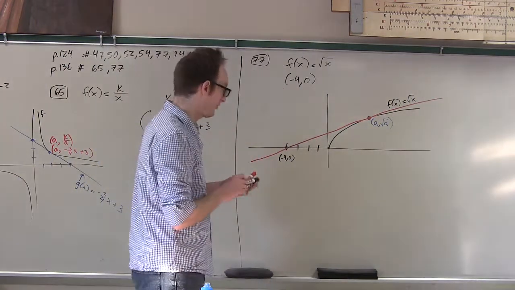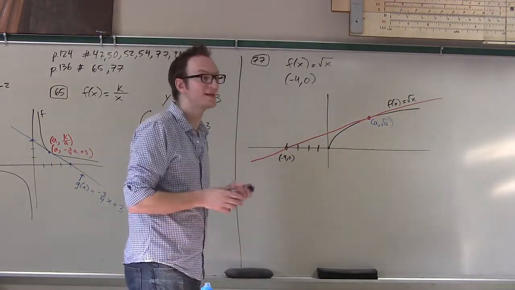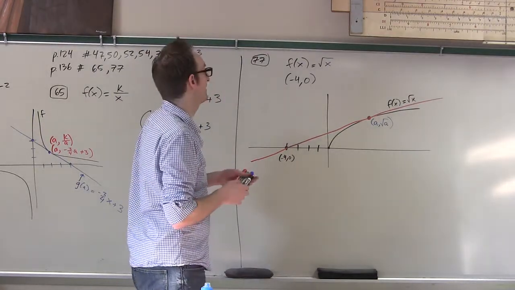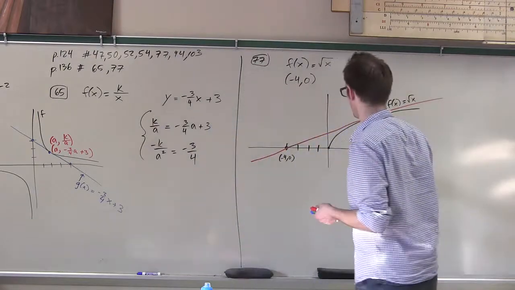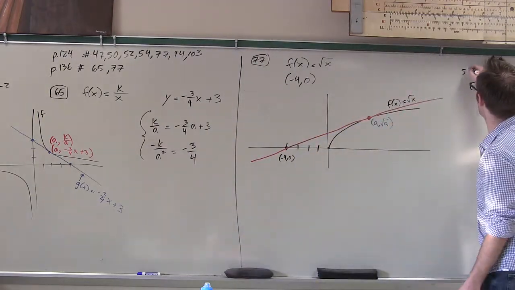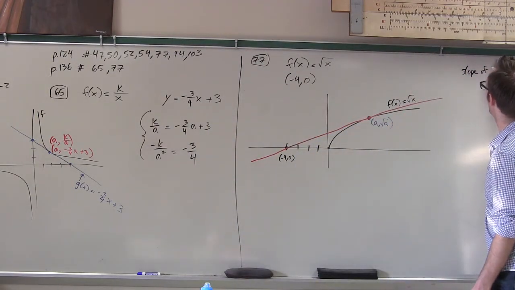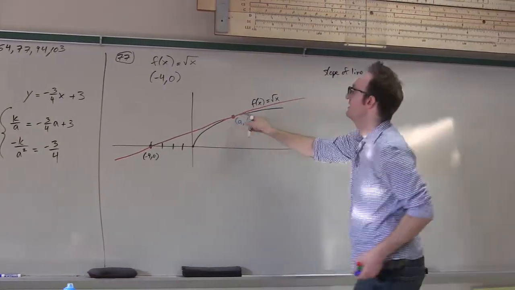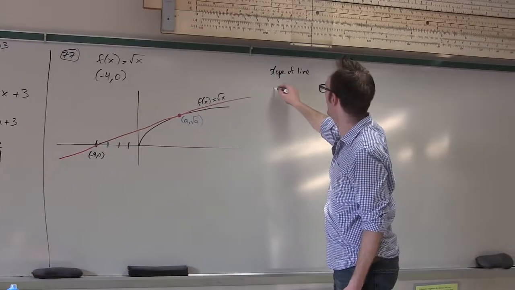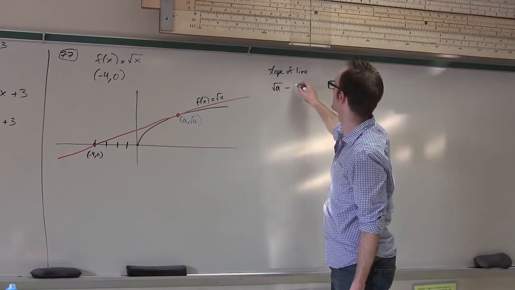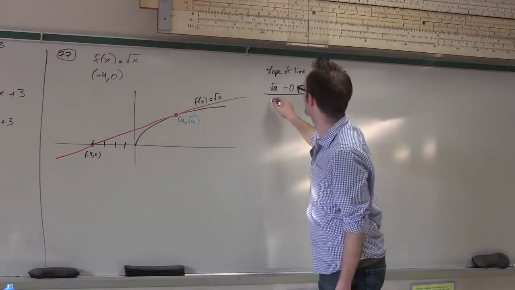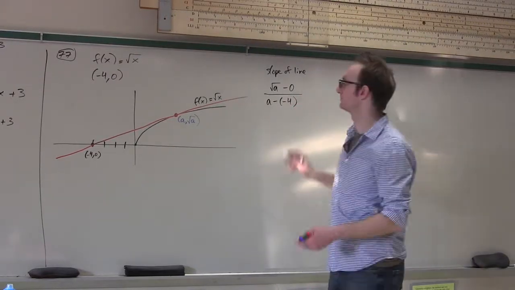What is the slope of this line? Well, in fact, the slope of the line can be computed in two different ways, right? The slope of the line can be computed using these two points. It's change in y, in other words, root a minus 0, over change in x, in other words, a minus -4.